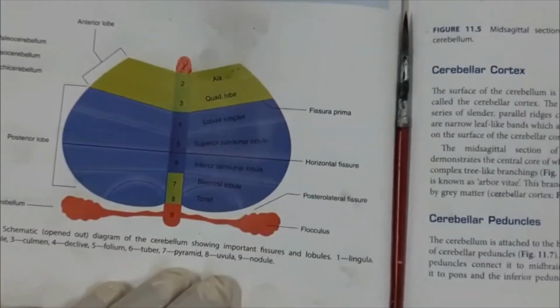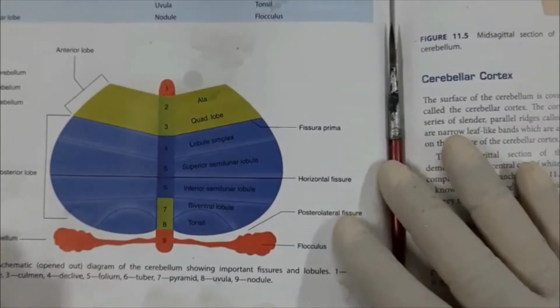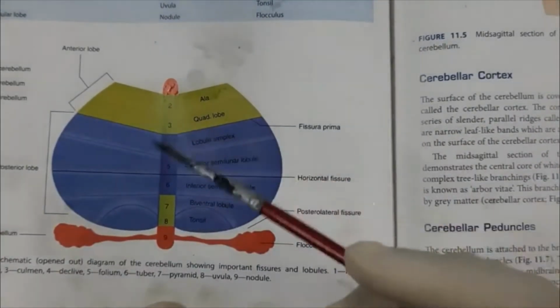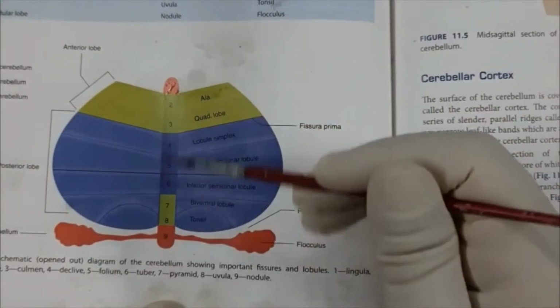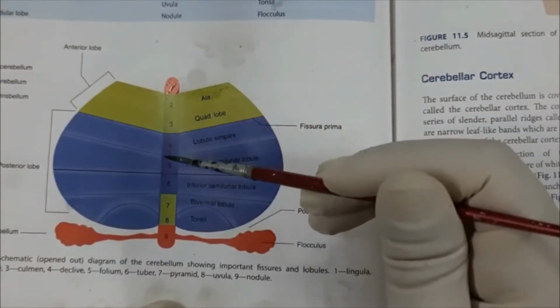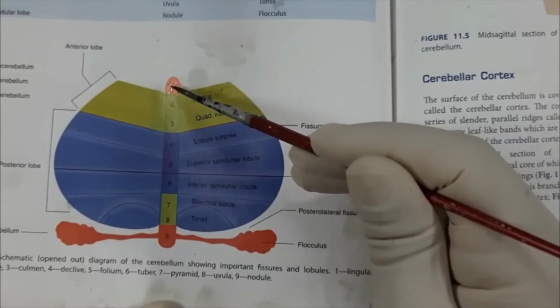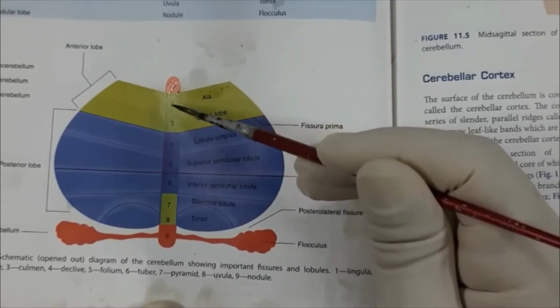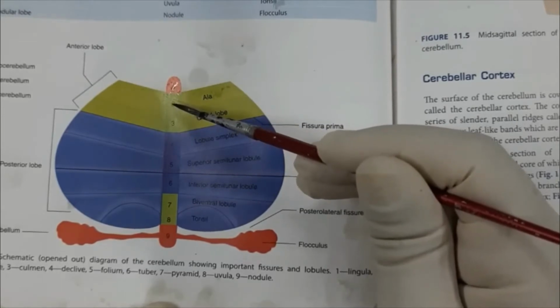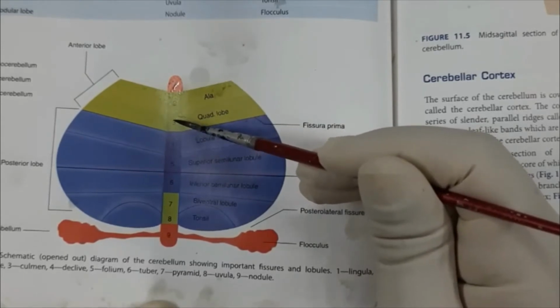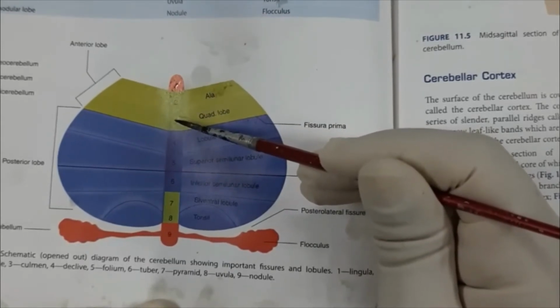Okay, let us see. I have just made a slightly enlarged diagram, and hopefully you will be able to see. Now, these are the divisions of the vermis. Number 1 is called the lingula. Number 2 is called the central lobule. Number 3 is called the culmen.